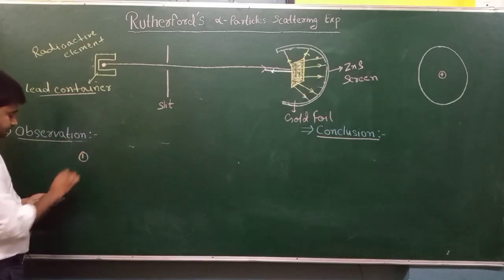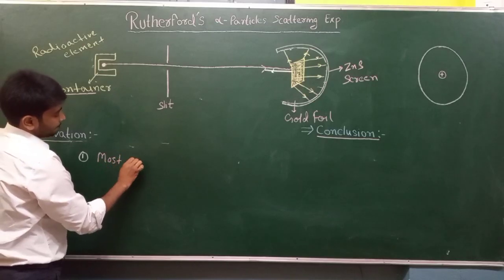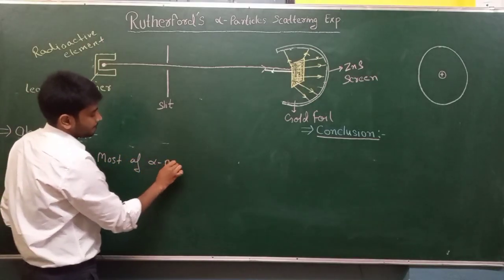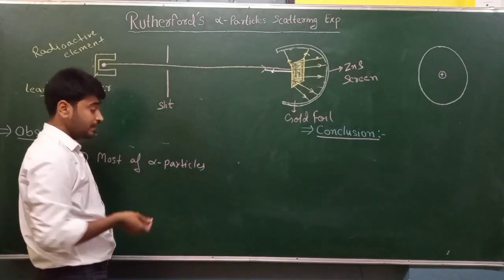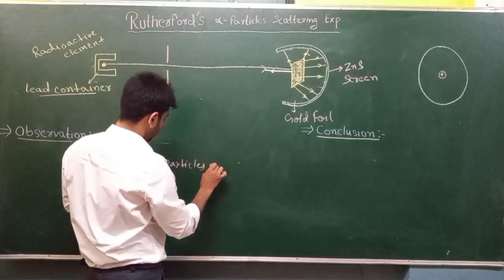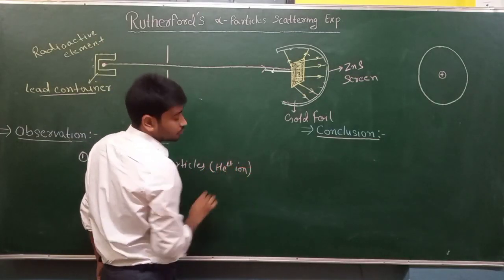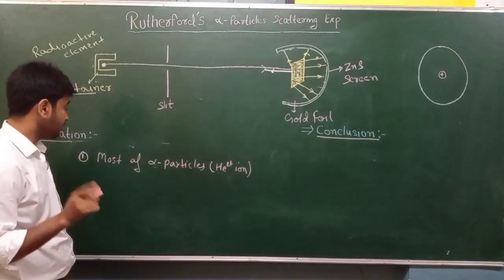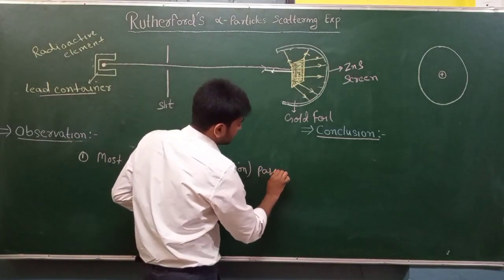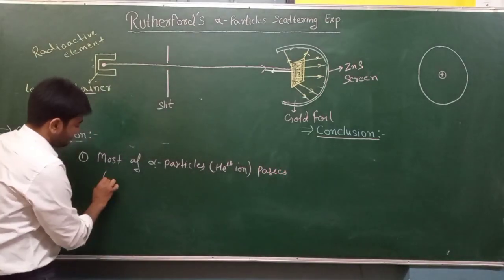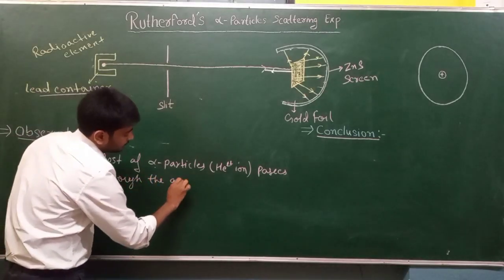The first observation is that most of the alpha particles pass through the gold foil. Alpha particles means the He2+ ion. The He2+ ion, the alpha particle, is also known as positively charged. First remember, most of the alpha particles pass through the gold foil.